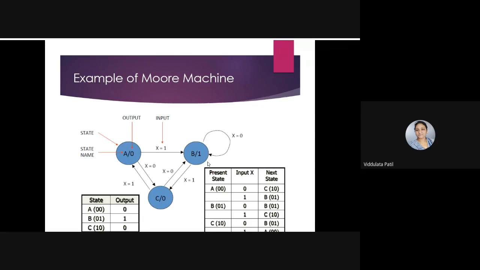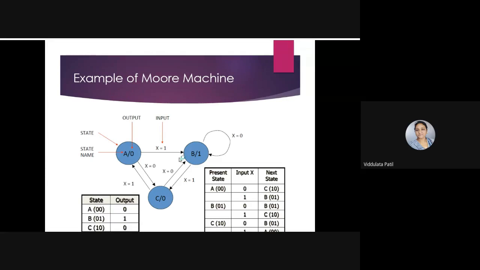Now let us have an example of this Moore machine. So what is a Moore machine? As I said earlier, the output is dependent on the input as well as the current state. Let us say it has the present state A, that is 0 0, and the input X, that is 0.